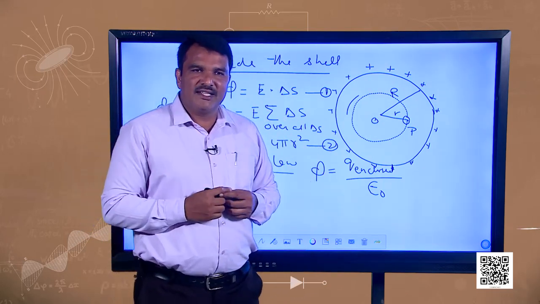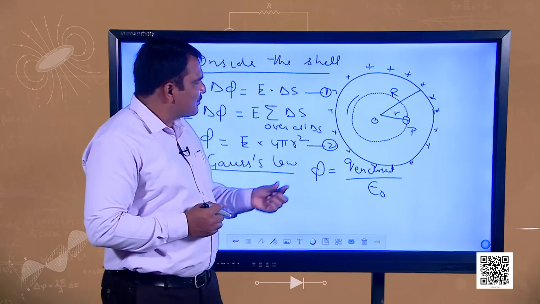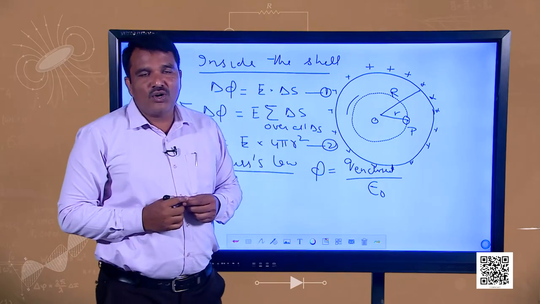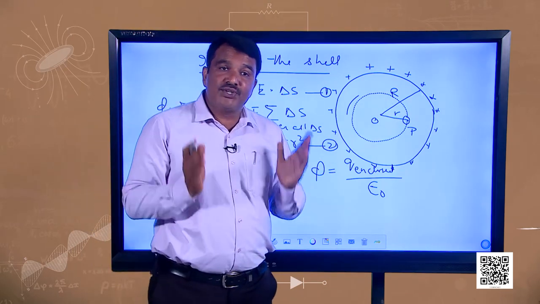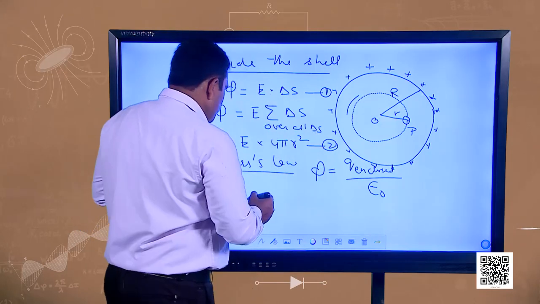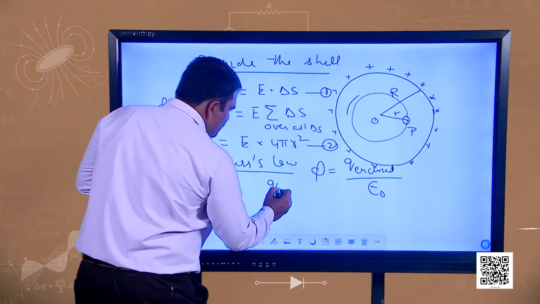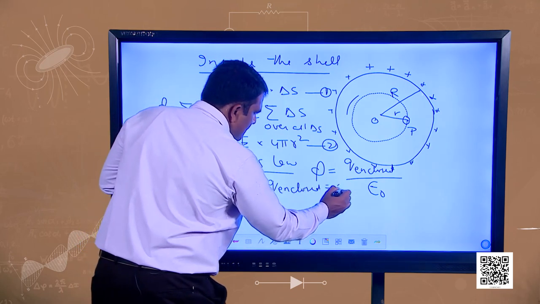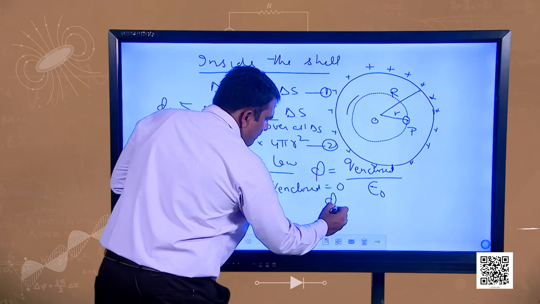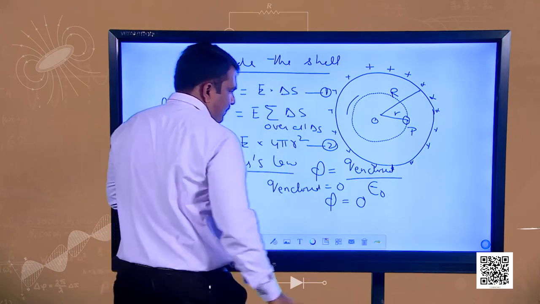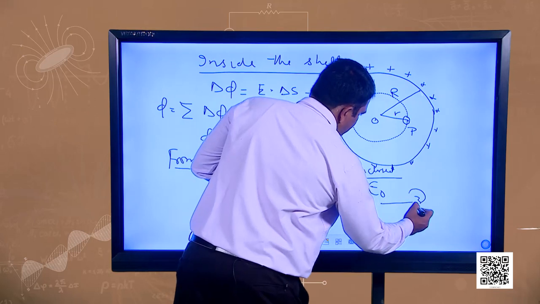Yes, you are thinking in the right direction. The amount of charge enclosed by this Gaussian surface is 0, because the whole charge is distributed on the surface of the cell. So, the amount of charge enclosed is 0. So, the flux passing through this Gaussian surface is 0. Let it be equation number 3.